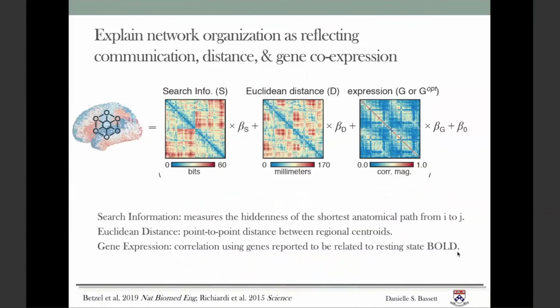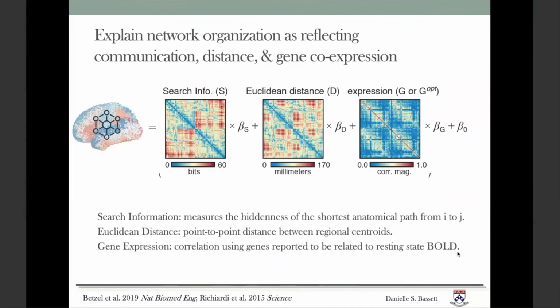So after performing that analysis, the next thing that we wanted to do was to move on to aim 2, which is to explain that pattern of network organization as reflecting different components that we may be able to identify or probe using very different kinds of imaging and information modalities.